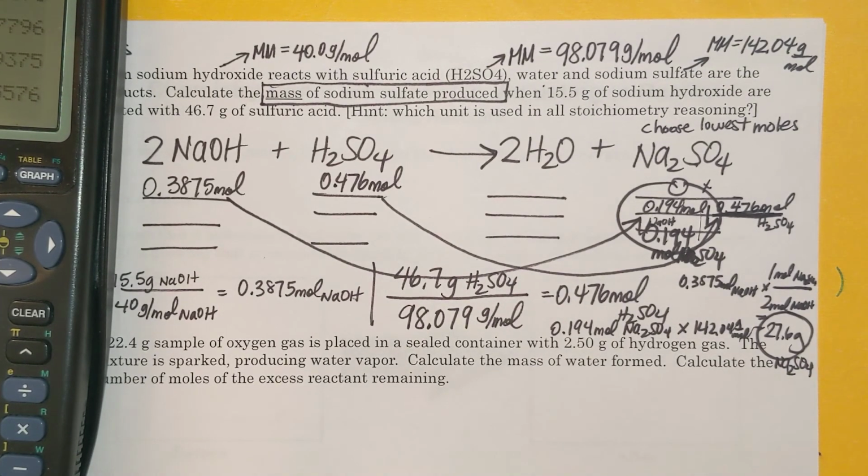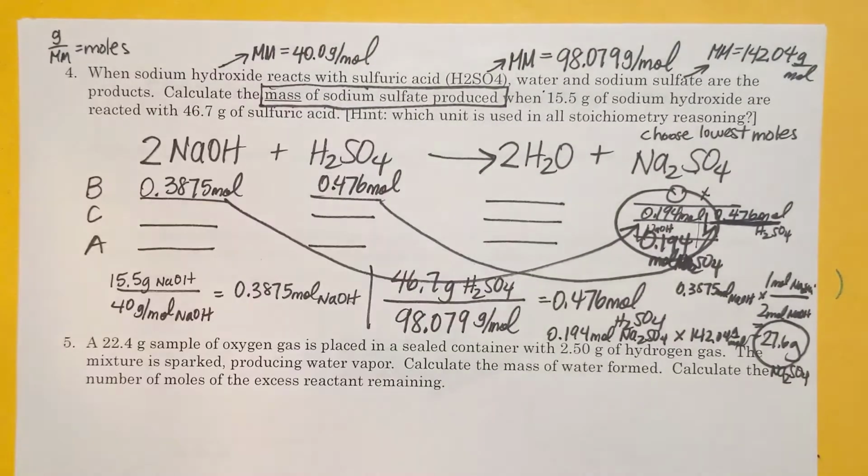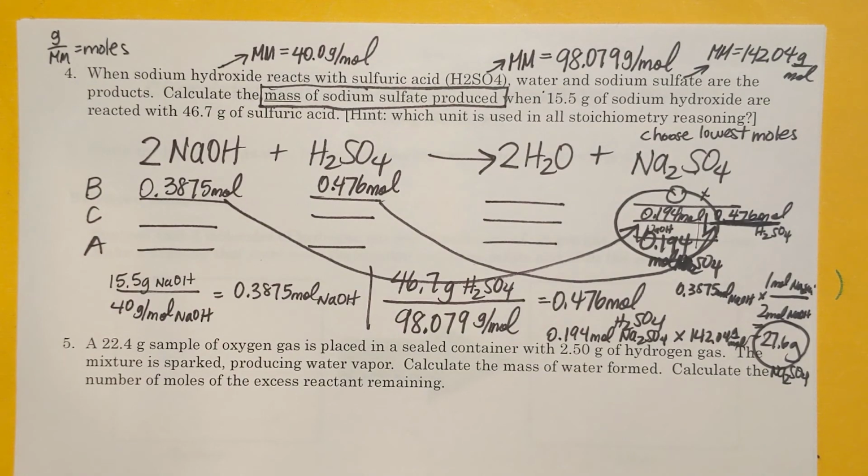Okay, so that is another example. I'm going to post 2 more videos of 2 more examples of doing BCA tables with limiting reactant problems.